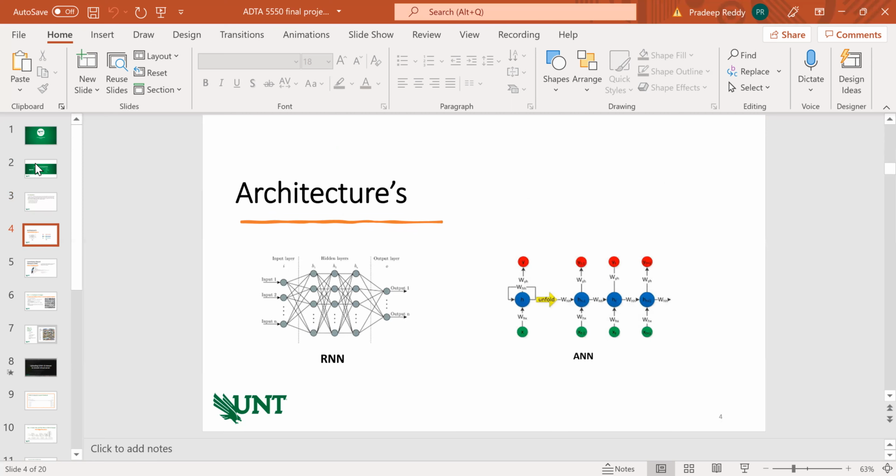Coming to the architecture of the artificial neural network ANN, the recurrent neural network RNN, and the convolutional neural network CNN. Coming to the artificial neural network, what is an artificial neural network? It is also called a feed-forward neural network because its inputs are processed only in the forward direction. And this is actually a group of multiple perceptrons or neurons on each layer.